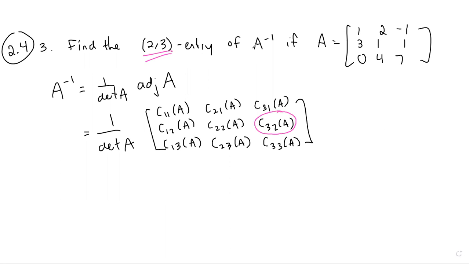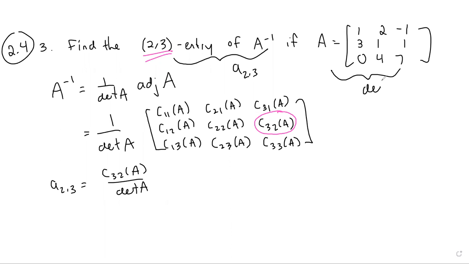If I do want this 2, 3 entry, why don't I just call it A23. Then what I'll know from this is that A23 is equal to that cofactor C32 divided by the determinant of A. At any point here, we could have done the calculation for the determinant of A. I'm not going to do it by hand in this video, but you can do it however you like to get that the determinant of A is equal to 51. So not a great number.